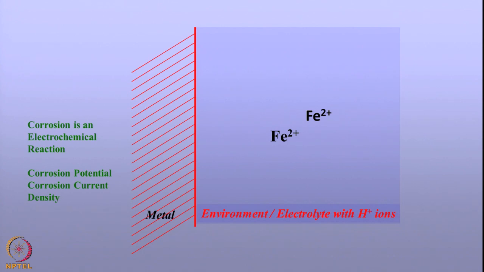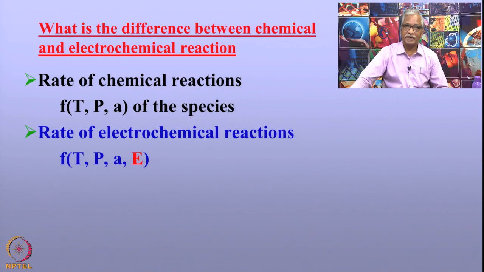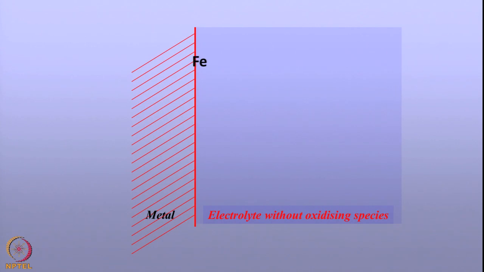Now, let us look at how we really control the corrosion of this metal. Before we get into cathodic protection, I also want to bring out the difference between a chemical reaction and electrochemical reactions, which you saw before. To summarize, the rate of a chemical reaction is a function of temperature, pressure and activity of the species. As opposed to that, the electrochemical reaction is a function of again temperature, pressure, activity, and in addition to that, we have potentials. So, the potentials can be used to control the electrochemical reaction, in this case the corrosion process. You can either increase the rate of reaction or reduce it by applying the potential in an appropriate manner. Now, coming back to corrosion, how do you control corrosion?